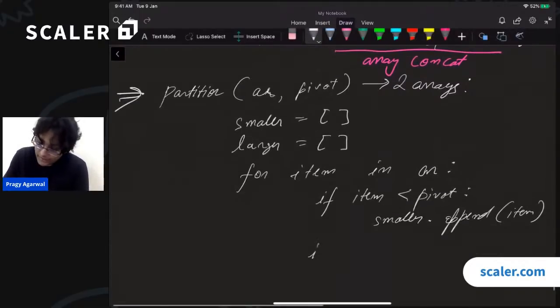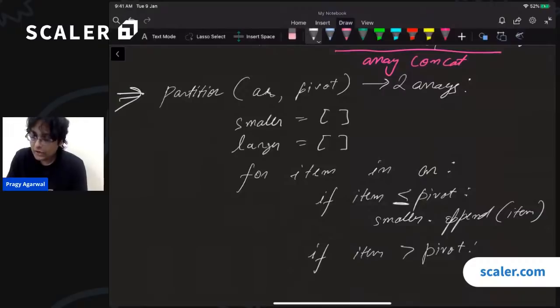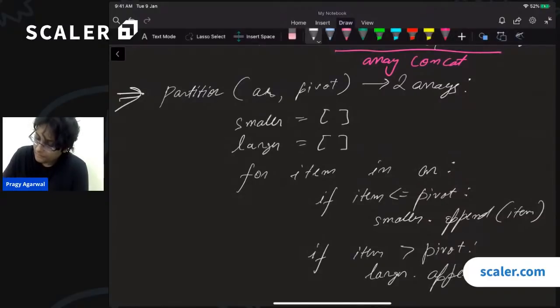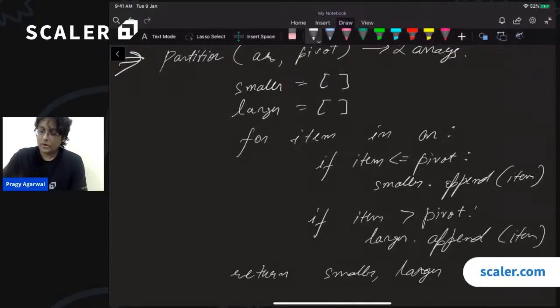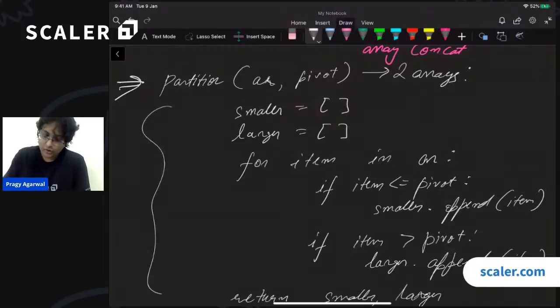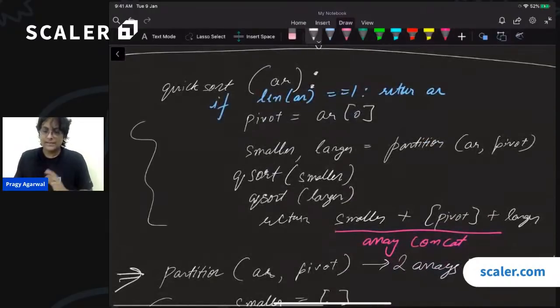On the other hand, if item is greater than the pivot, then, or let us say this, let us make this actually less than or equal to, right? And let us make this greater. So if it is greater than the pivot, I will say larger dot append item. Then I simply return both these arrays. So I simply return smaller and I also return larger. All right, so this is the entire algorithm. This is the partition algorithm and this is the quicksort algorithm. This completely is called quicksort.